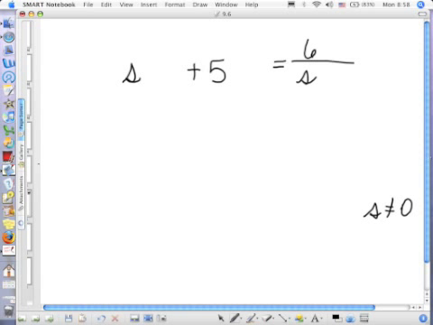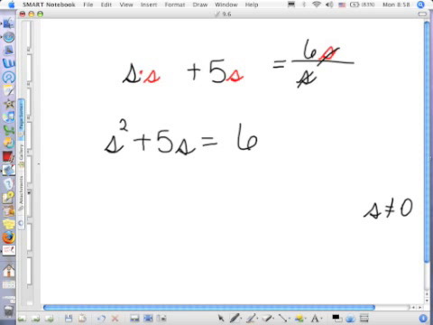All right, the common denominator is s, so I'm going to multiply all 3 terms by s. Now, in this first term, that gives me s squared. In the second term, I have 5s. And over here, my s's cancel, and I simply have 6.